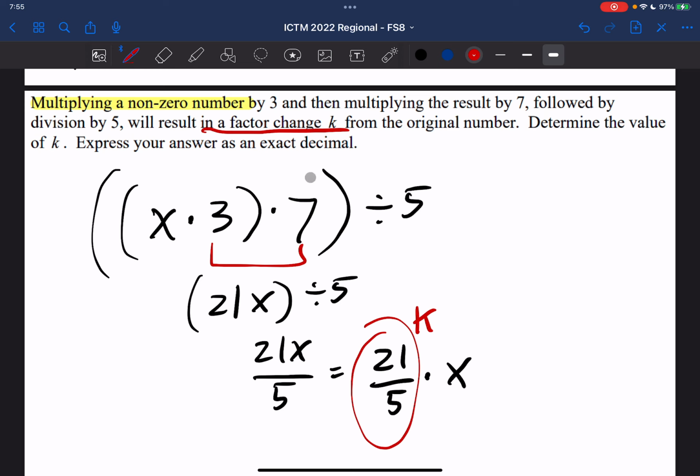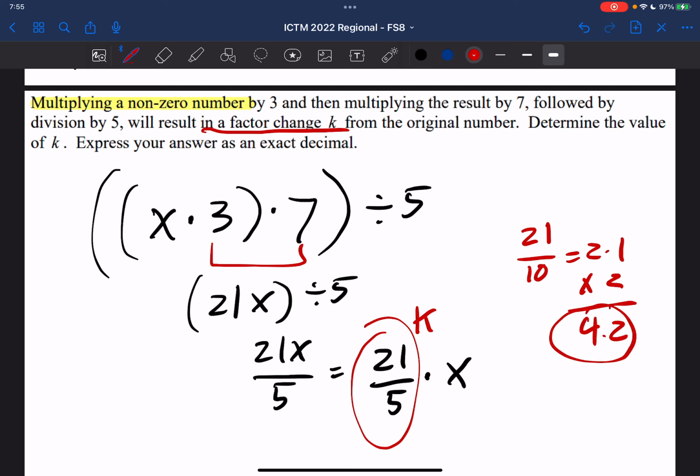Why is that? See, this is where usually ICTM wants things written exactly, but here it says it's an exact decimal. So here's where they're going to get you marked wrong. So 21 divided by 10 is 2.1, and then when we multiply by 2, we get 4.2. So there is our exact decimal answer.